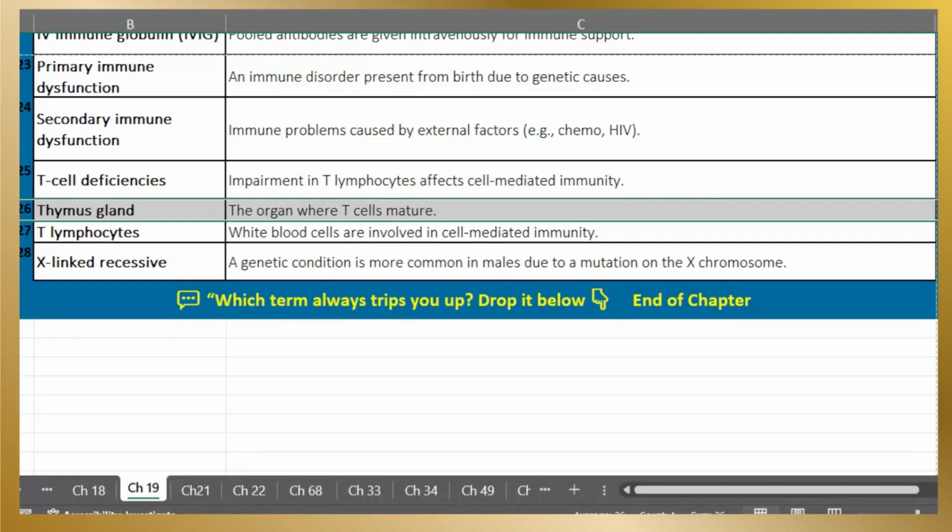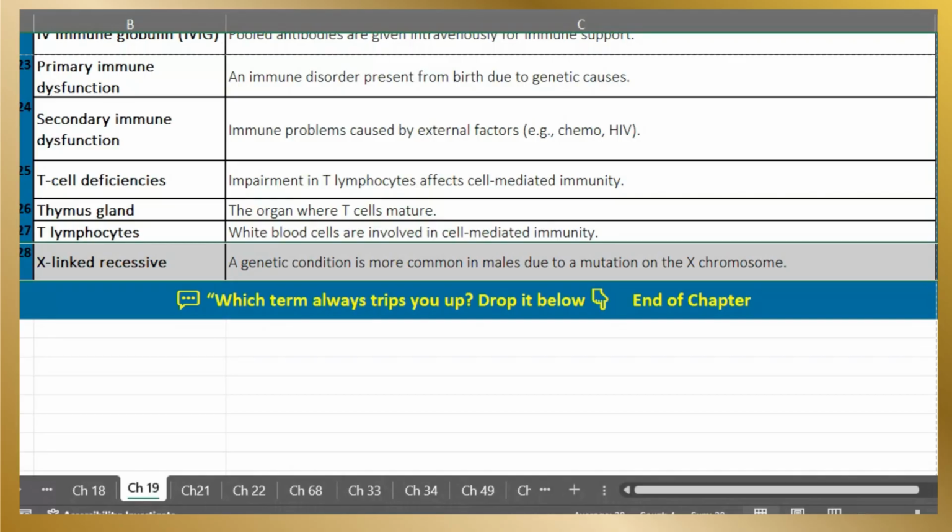So then the T lymphocytes. They're white blood cells involved in cell-mediated immunity. T, think about the training in thymus and triggered by infected cells.